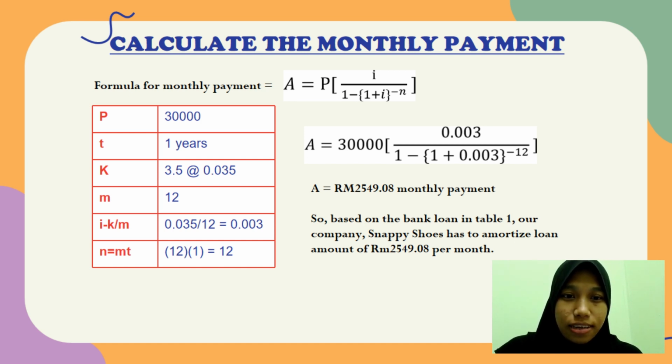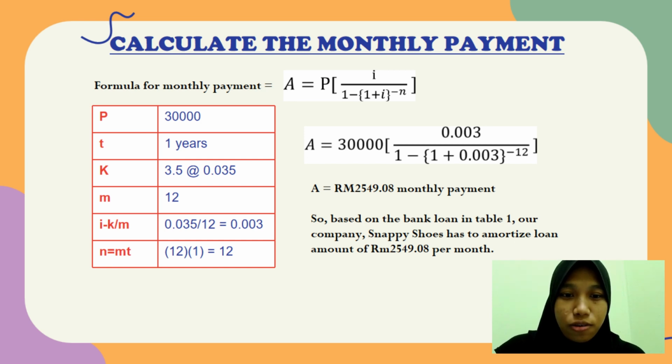Next, we list the values for the formula, which are 300,000 for P, which is the present value of the annuity, 1 year for T, which is time in years, 3.5%, or 0.035, for K, which is the percentage of annual rate, 12 for M, which is the compounding frequency, 0.003 for I, which is K divided by M, and 12 for the total number of payments.